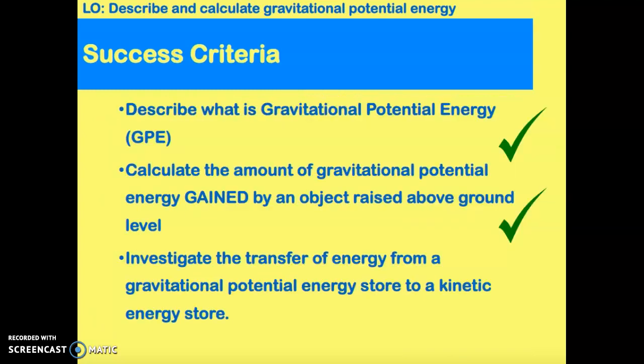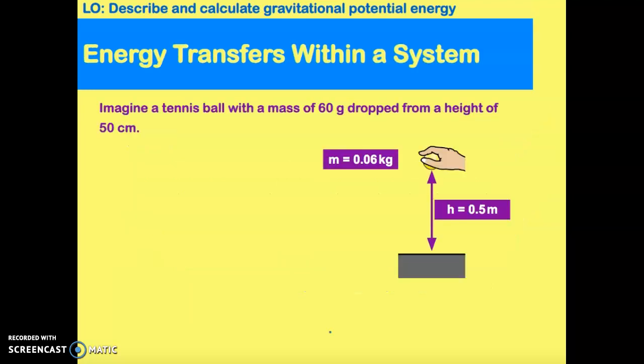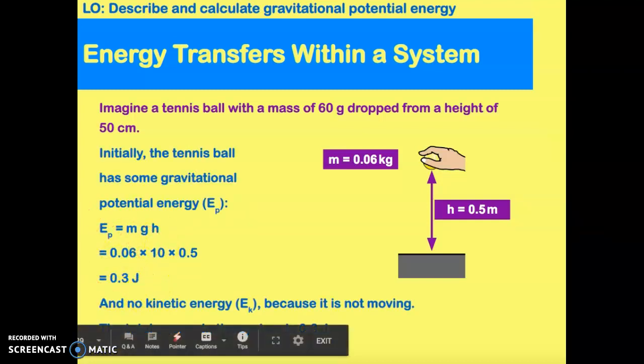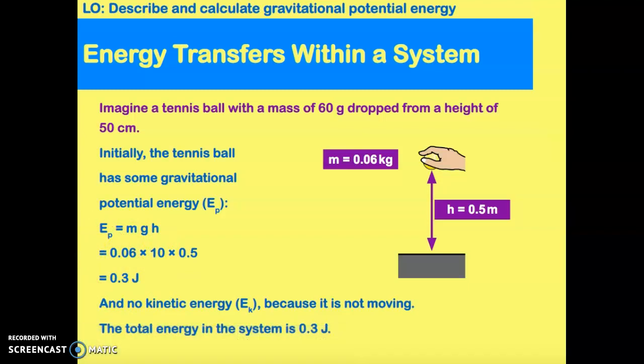So now you should be able to calculate gravitational potential energy, and lastly we're just going to look at the energy transfer between the system. So imagine a tennis ball with a mass of 60 grams dropped from a height of 50 centimeters. Again, all we need to do is pop it into my equation, and I should calculate that the energy in this is 0.3 joules.